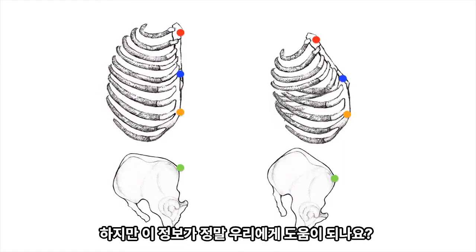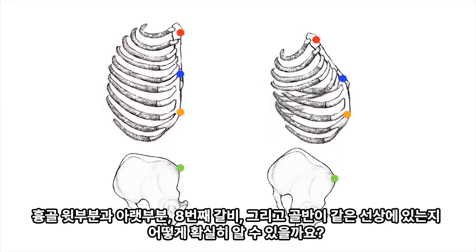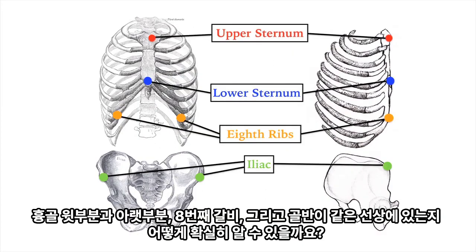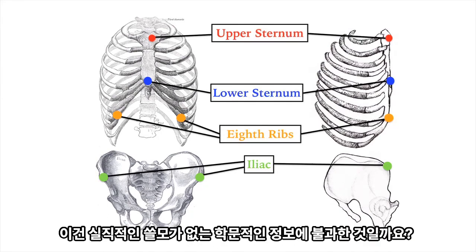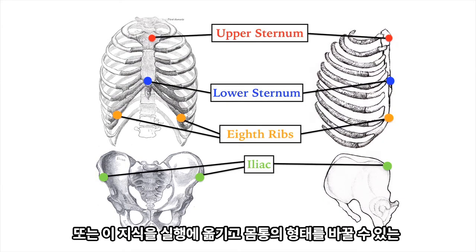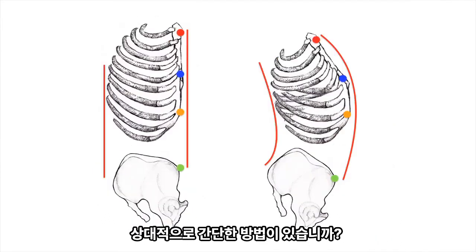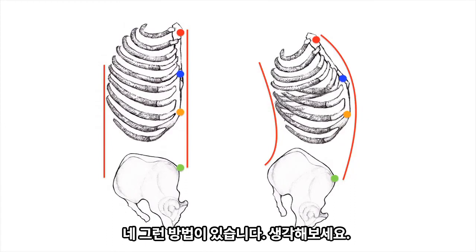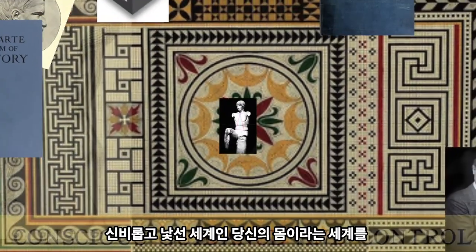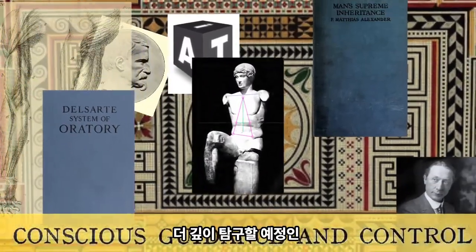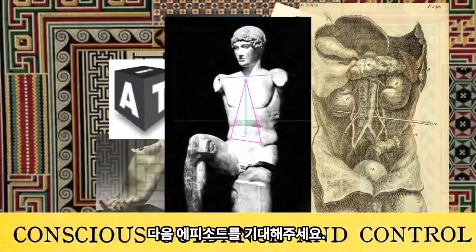But does this information really help us? How would we know with any certainty if our upper sternum, lower sternum, eighth rib, and iliac were on the same plane? If we attempted to get them on the same plane, how could we know we've succeeded? Is this just academic information with no practical utility? Or is there something relatively simple that we could do that would allow us to put this knowledge into action and change the shape of our torso? Yes, there is. Think it over, maybe you can figure it out. And then tune in to the next episode where we will answer this question and delve further into understanding the mysterious and unfamiliar world that is your own body.